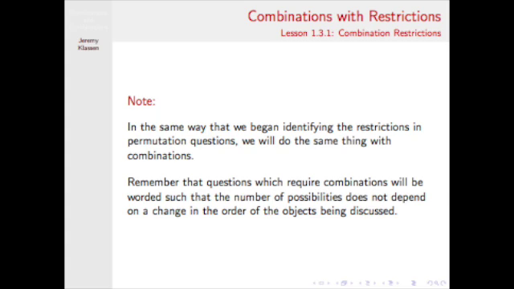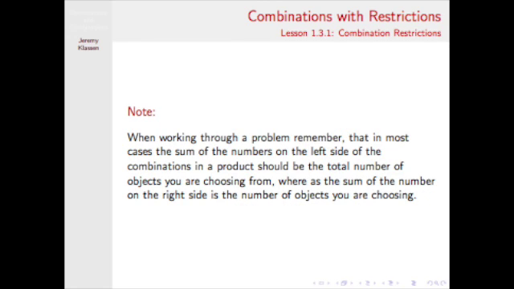So just remember that questions which require combinations are going to be worded such that the number of possibilities does not depend on a change in the order of the objects being discussed. And one last note before we start working through problems. Remember that when you're working through a problem, in most cases, the sum of the numbers that occur on the left side of the combinations should be the total number of objects you're choosing from. Okay, so the numbers on the left-hand side of the combination notation and the numbers on the right-hand side, they should sum up to the number of objects that you're choosing. That is almost always the case, however, not always the case. So you just got to pay attention.